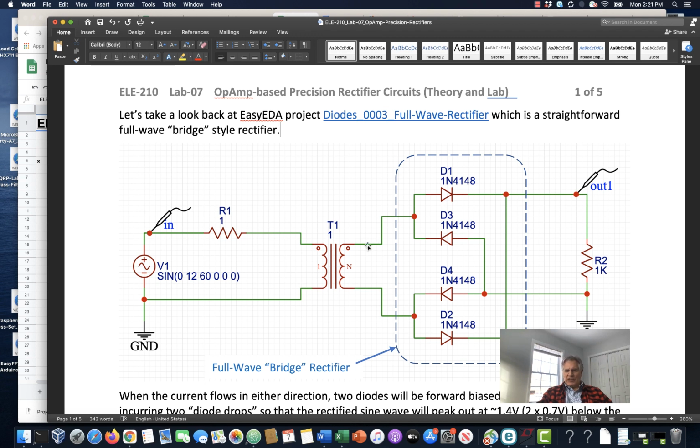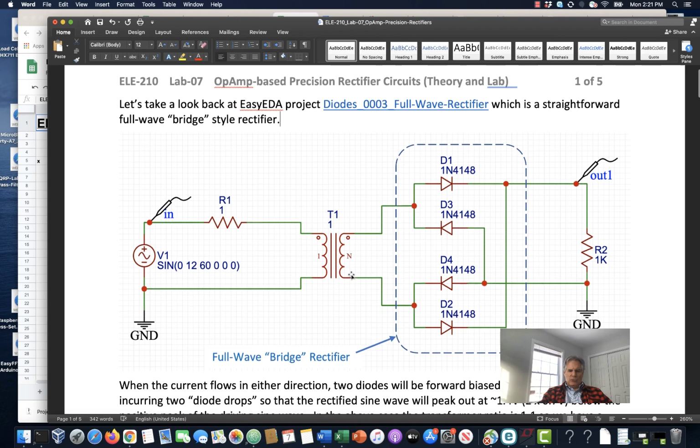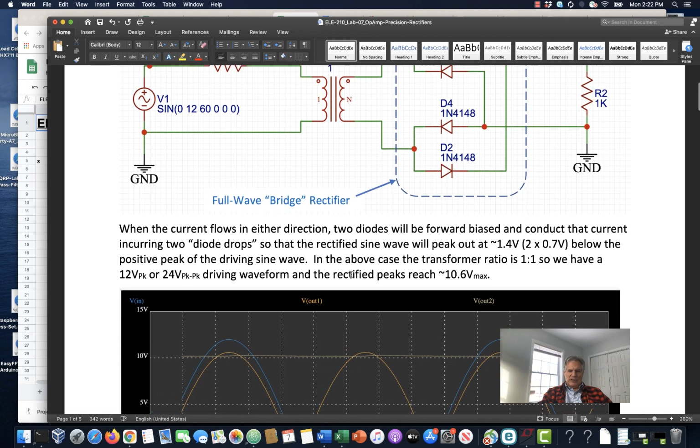So in the first case, when this top node is positive, current will flow out through this diode, through the load, back through this diode. So out through D1, back through D4, and back to here. You can think of this transformer secondary as an AC source. When this bottom node is positive, the conventional current will flow out here through D2 and be steered up to the top of the resistor, again going through the resistor in this one direction only, and then coming back through D3 to the other side of the secondary of the transformer, which is our AC source. So we get our full wave rectification in that case.